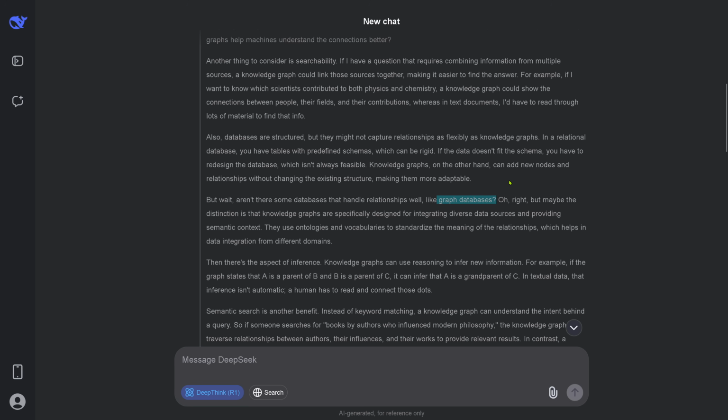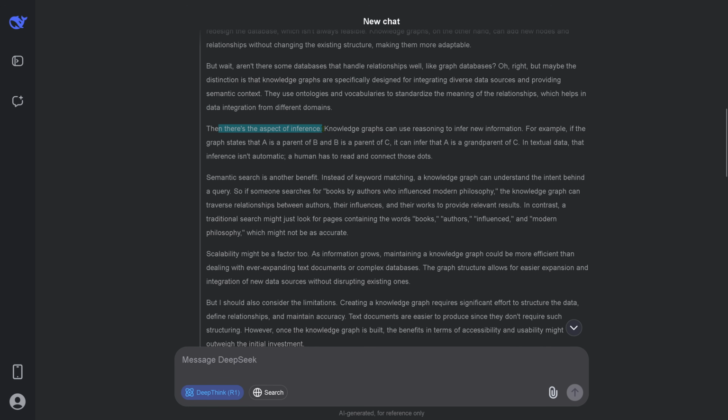Oh, R1, I really appreciate your reasoning capabilities. R1 goes on. Right, but maybe the distinction is that knowledge graphs are specifically designed for integrating diverse data sources and providing semantic context. They use ontologies and vocabularies to understand the meaning of the relationships, which helps in data integration from different domains.